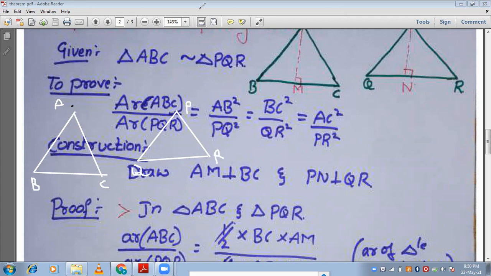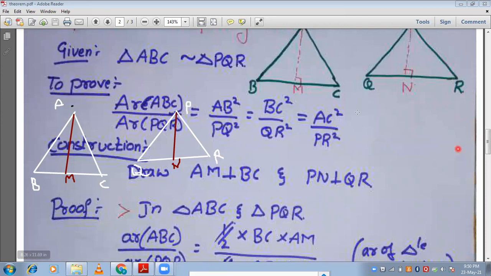Now construction: draw AM perpendicular to BC. What is the meaning of perpendicular? Perpendicular means the angle must be equal to 90 degrees. Draw one perpendicular line for triangle ABC and again draw one perpendicular line for triangle PQR. This AM is perpendicular to BC and PN is perpendicular to QR.